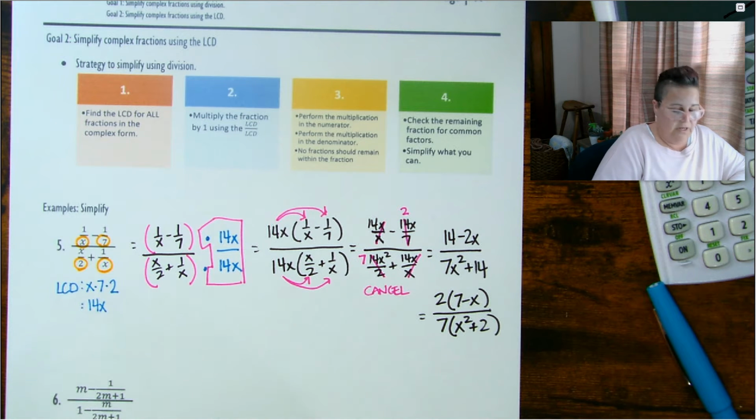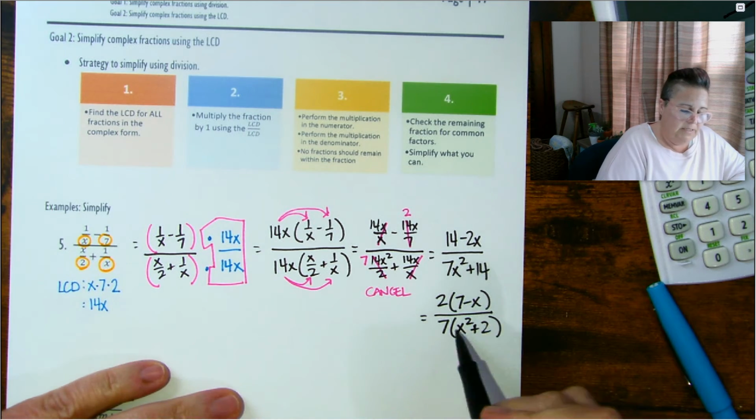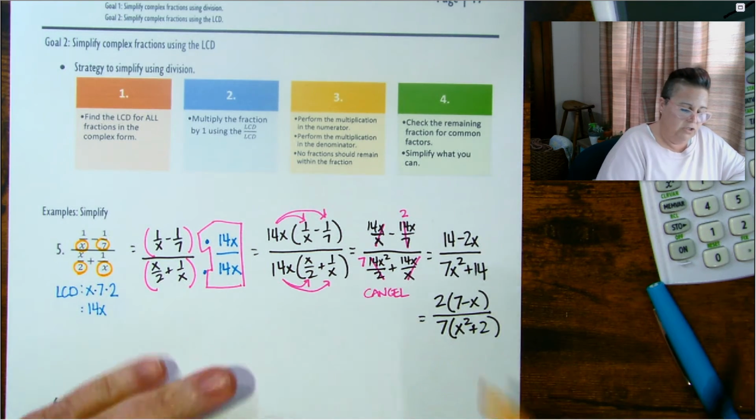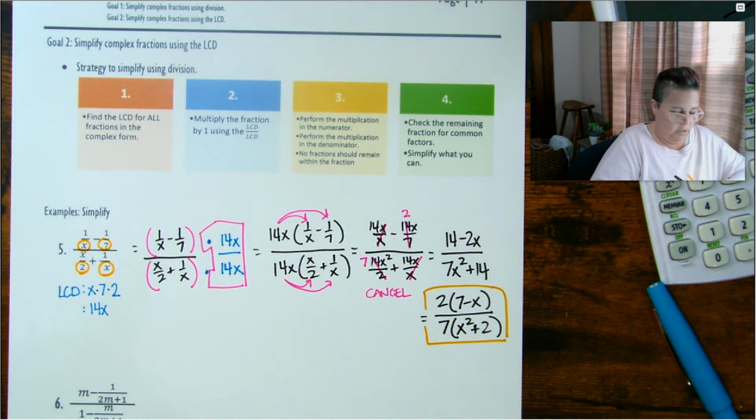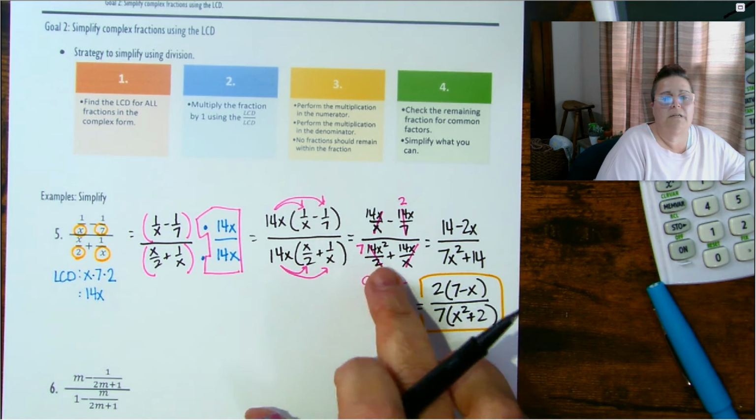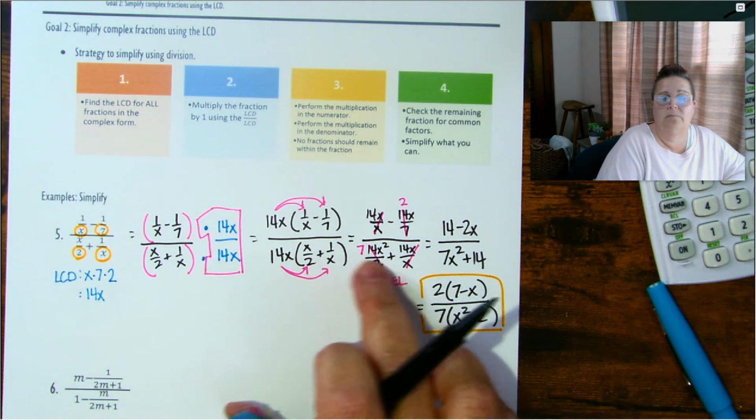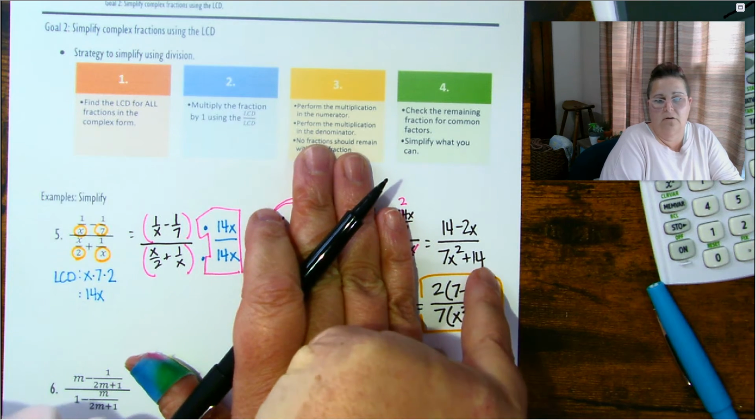Once these are factored, I notice that nothing will cancel. The 2 doesn't cancel with the 7. The 7 minus x won't cancel with the x squared plus 2. So this is it. I can't do anything more, and I'm done. Right? Okay. Some people don't need to show really either of these 2 steps. Once you get good at this, you can go from here to here.